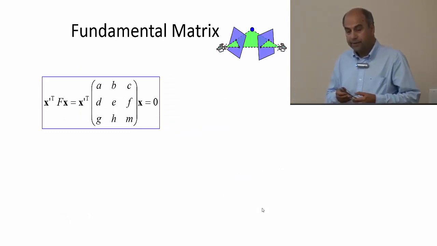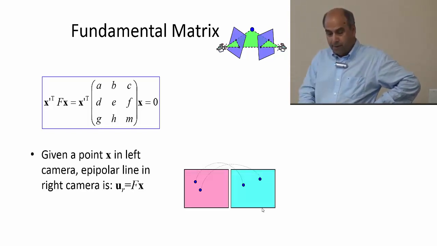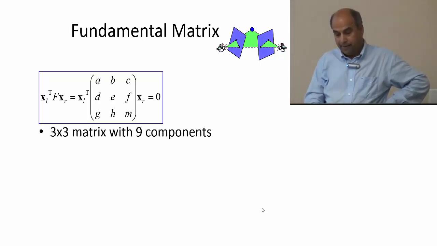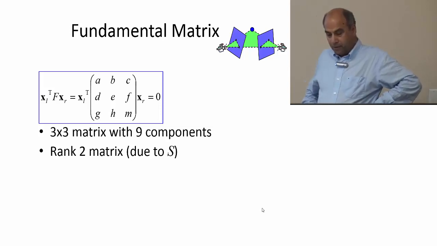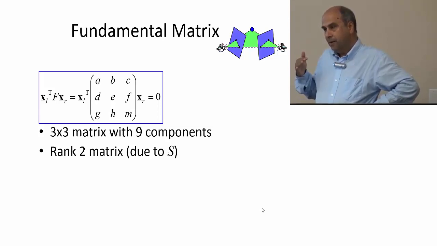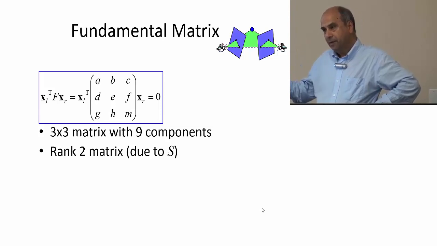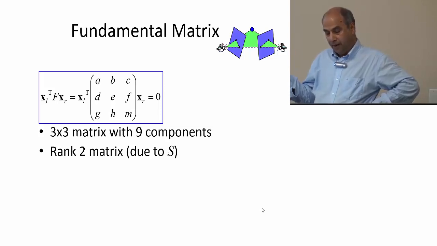So now it's a 3x3 matrix, and these are the elements. Given a point in the left image, we can find the epipolar line in the right camera using the fundamental matrix. It is a 3x3 matrix with 9 components, but the rank of this matrix is 2 because it is a product of the essential matrix and camera matrices. Now, the essential matrix is a product of the rotation matrix, which is rank 3, and the translation as an anti-symmetric matrix, which has rank 2. So if you multiply two matrices together, the rank of the product will be at most the lower rank of the matrices. So that's why it is rank 2.